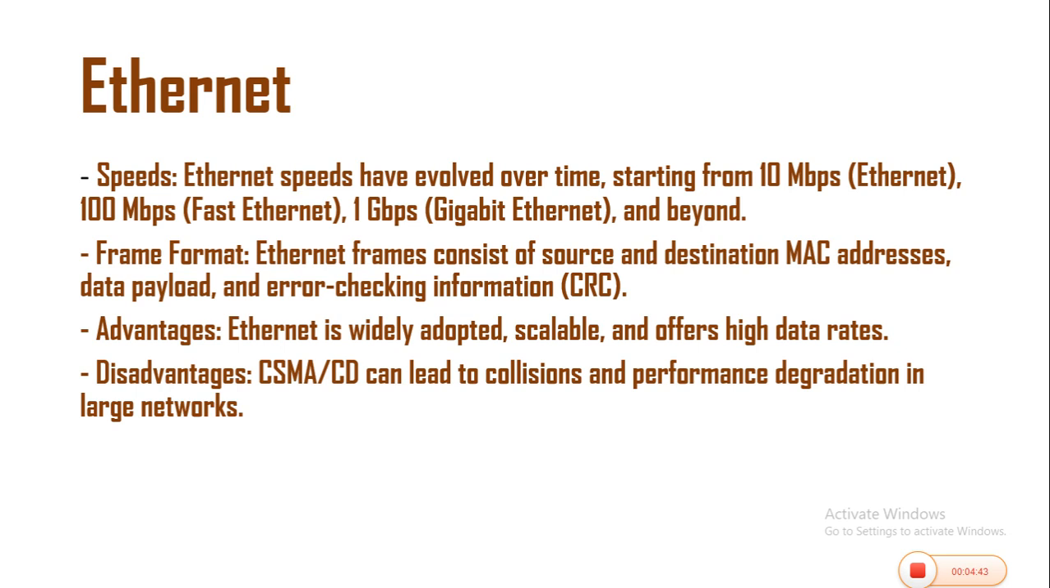Frame format. Ethernet frames consist of source and destination MAC addresses, data payload, and error checking information. Advantages. Ethernet is widely adopted, scalable, and offers high data rates. Disadvantages. The CSMA, or carrier sense access method, can lead to collision and performance degradation in large networks.